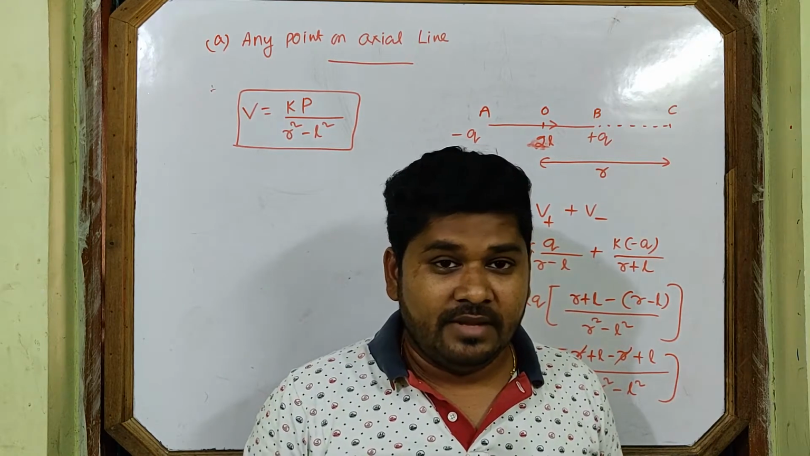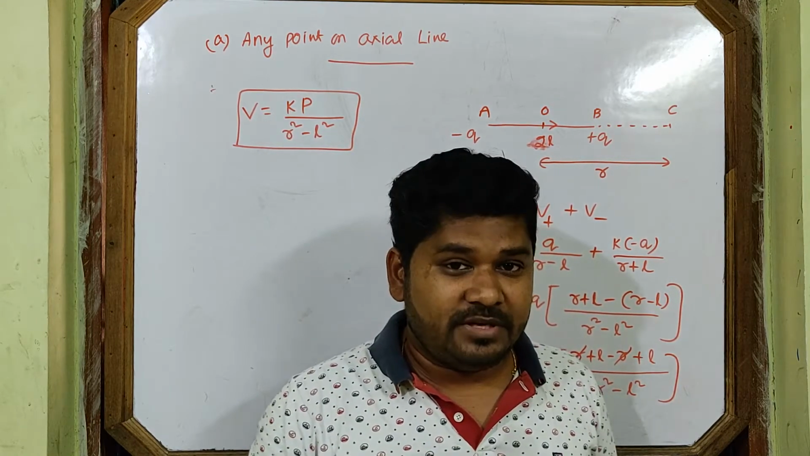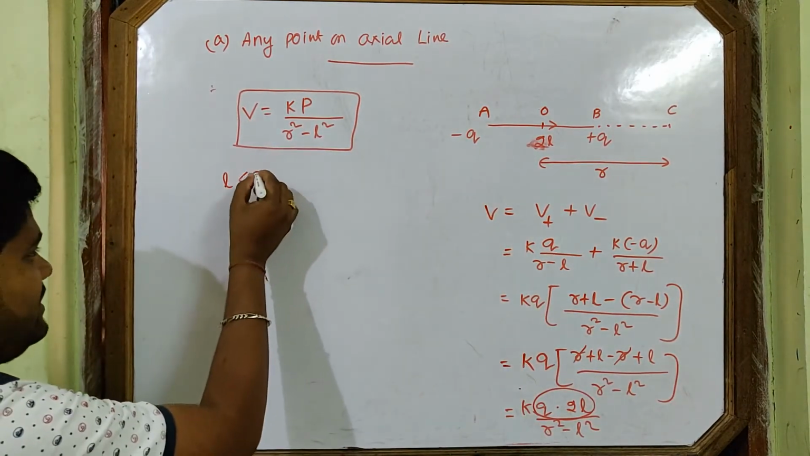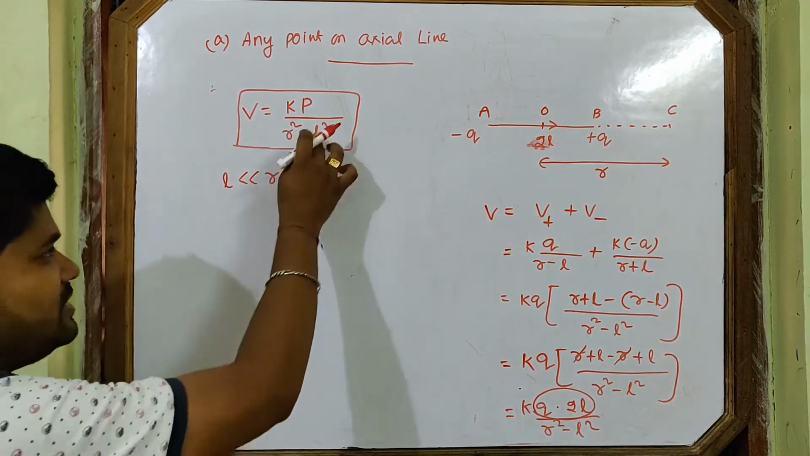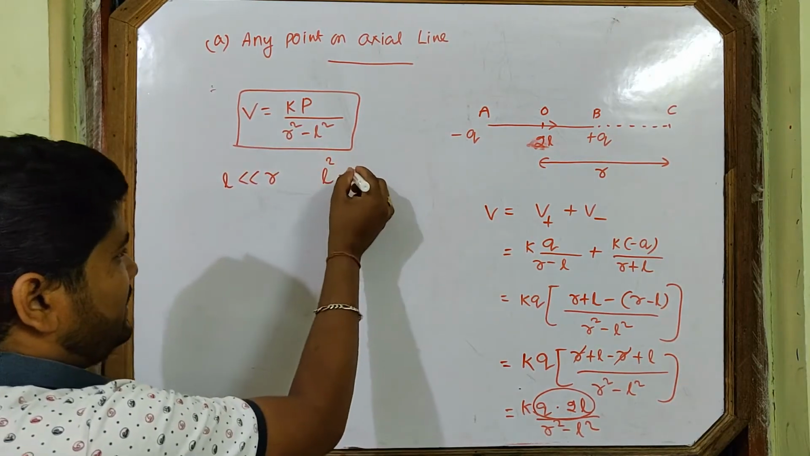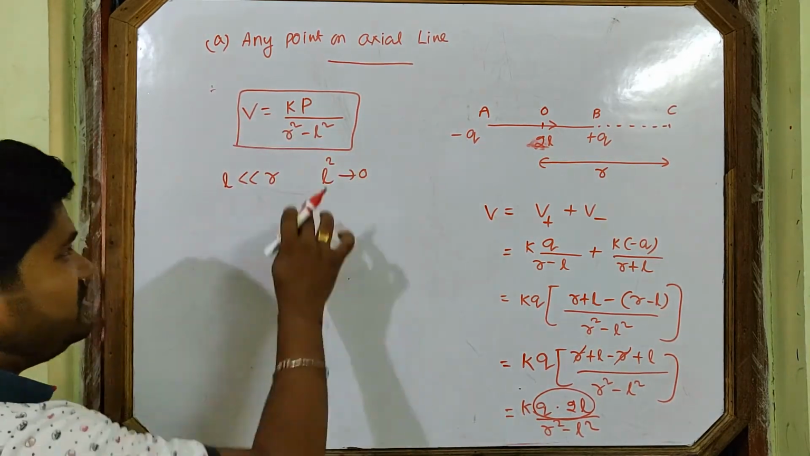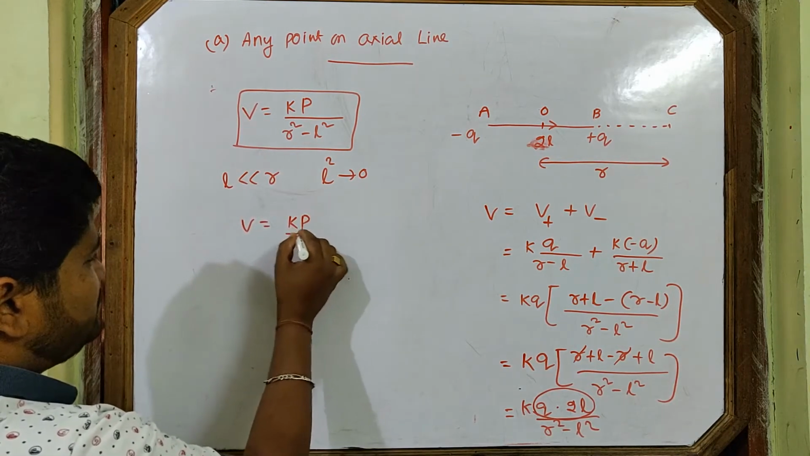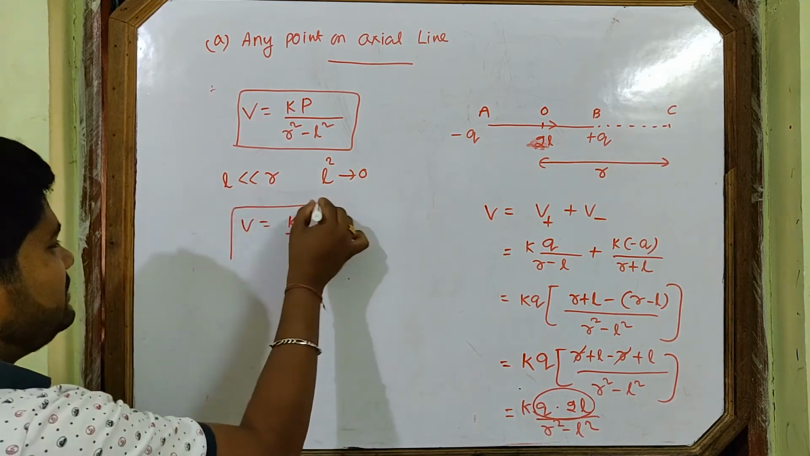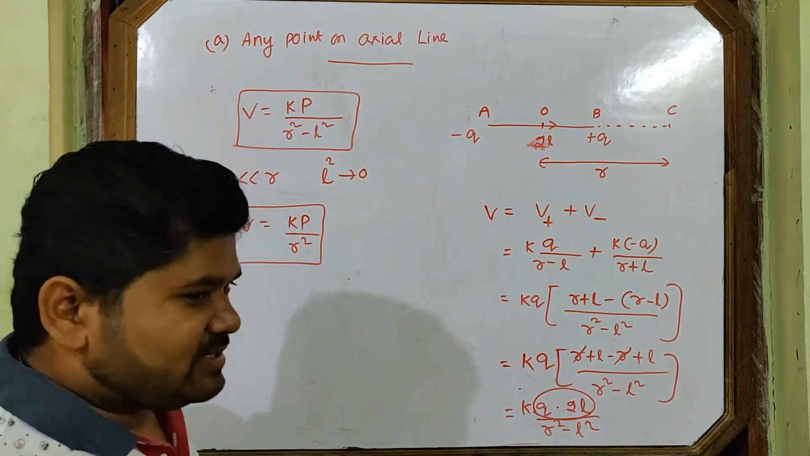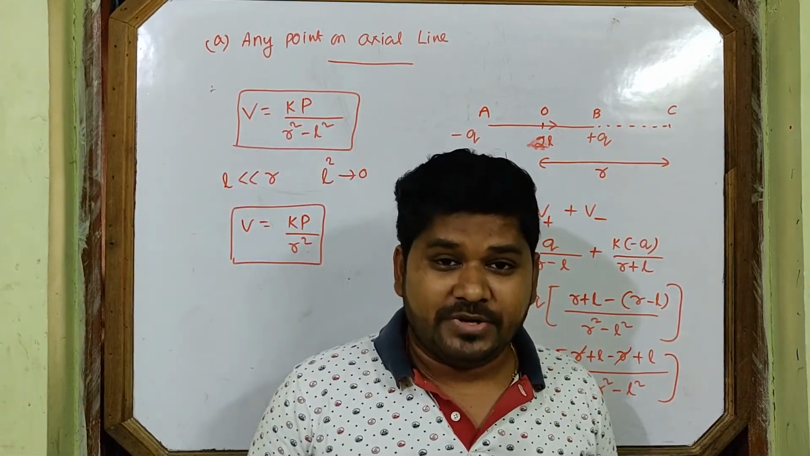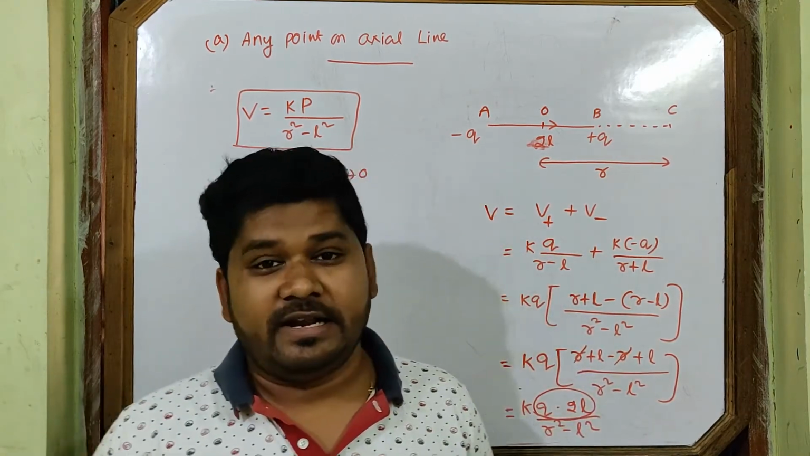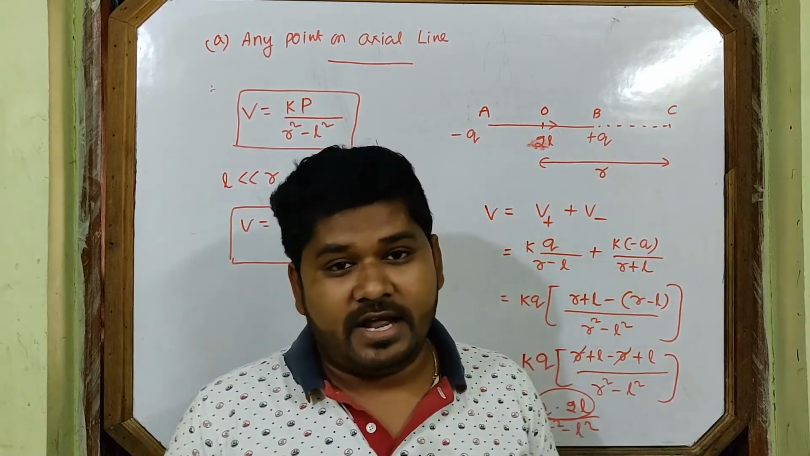But if we consider a short dipole, means an ideal dipole, what happens? L is very much less than R. So L square can be neglected, it tends to 0. You remove the L square from here, in place of L square you just put 0. So it becomes V equals KP by R square. This is the potential expression due to a short electric dipole or ideal electric dipole.